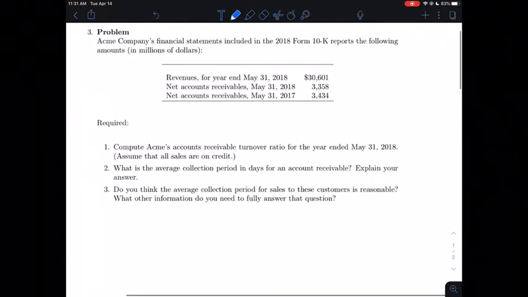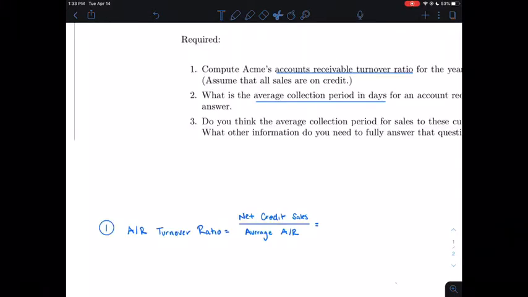First, I want to define what the accounts receivable turnover ratio is. An accounts receivable turnover ratio is a measure of the number of times accounts receivable are collected during the period. So basically, how many times they collect the money from their customers. It shows how efficient a company is at collecting credit sales from their customers. The equation for the accounts receivable turnover ratio is net credit sales over the average accounts receivable.